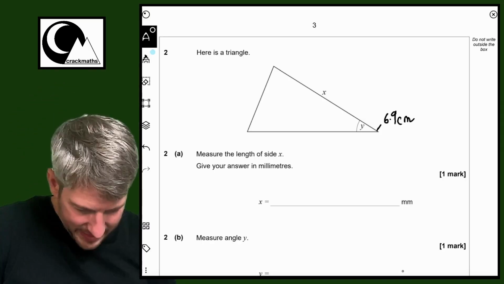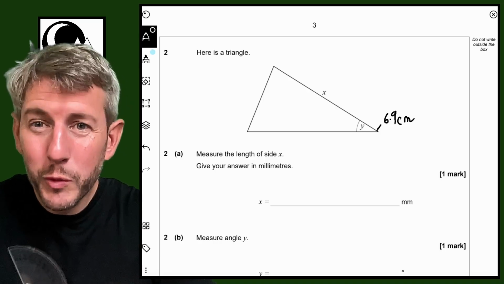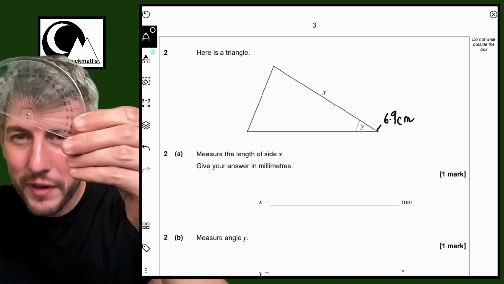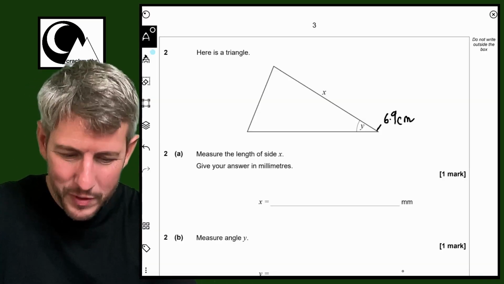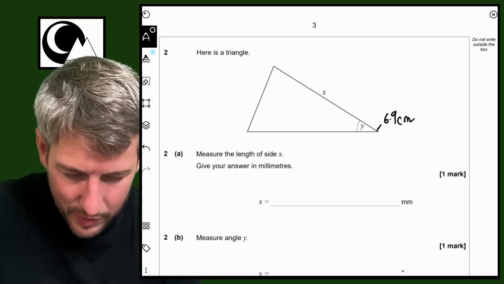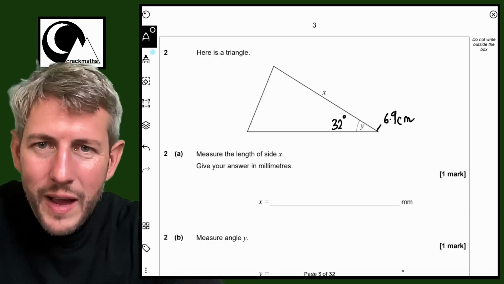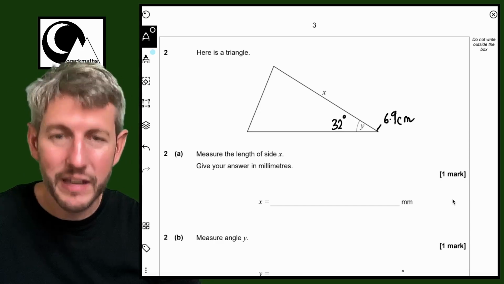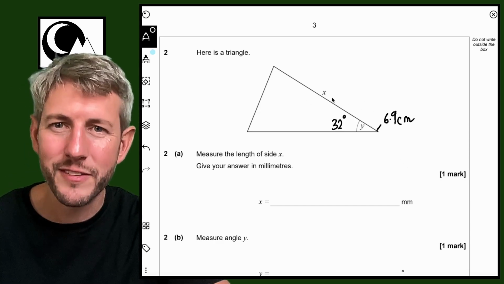The angle, again, I'm going to struggle with this one as well. For the angle, I'm going to have to use this device here. It's a protractor. I'm going to put it on my tablet here, but you're not going to be able to see it, unfortunately. But I can tell you that it is 32 degrees. Let's have a look at actually answering these questions here because they've specified different units.